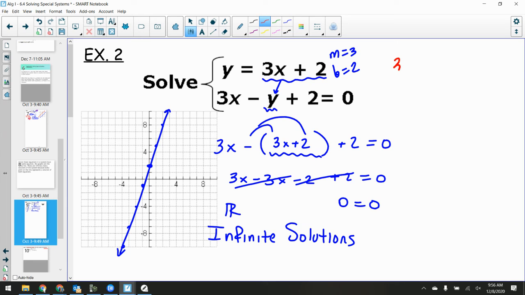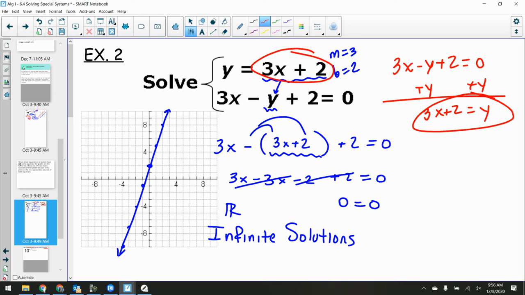Take a look at my other line. Now I've got to do some prep work again. 3x minus y plus 2. The best route to take to try to get y alone is just to get it over to the other side in this case. But look at my equation. Look at that. What do you notice? It's the exact same thing. Slope is 3, y-intercept is 2. I'm graphing it on the exact same line. That is what it looks like when there's an infinite solution.